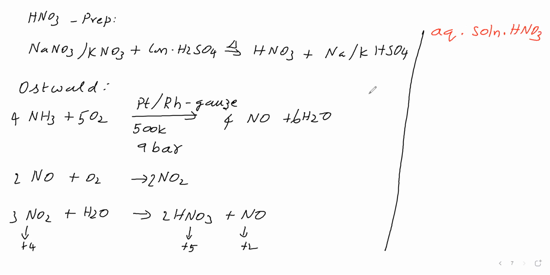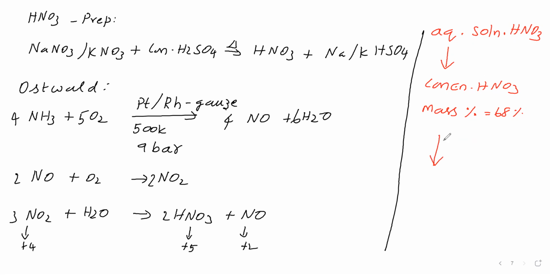In this Ostwald process, this aqueous solution of nitric acid is taken for distillation. We are getting concentrated nitric acid, with a mass percentage of 68%. This nitric acid only we are using in the laboratory as concentrated nitric acid, the one with mass percentage 68%.